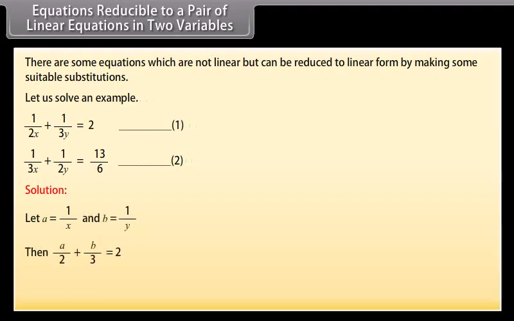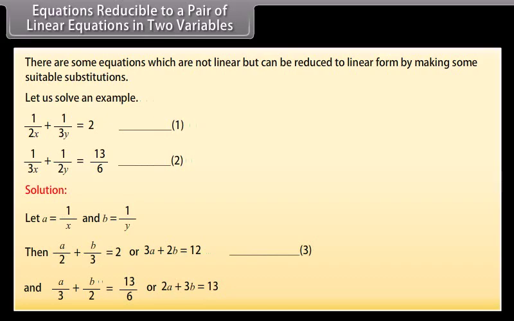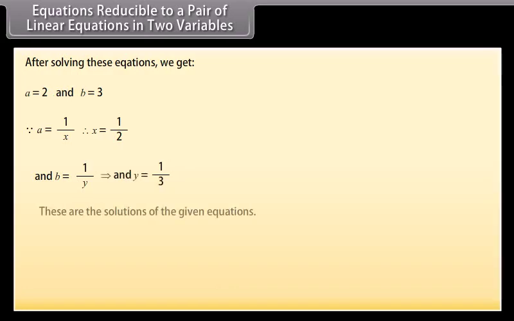Then a/2 + b/3 = 2, or 3a + 2b = 12, equation 3. And a/3 + b/2 = 13/6, or 2a + 3b = 13, equation 4. After solving these equations we get a = 2 and b = 3. Therefore a = 1/x gives x = 1/2, and b = 1/y gives y = 1/3. These are the solutions of the given equations.